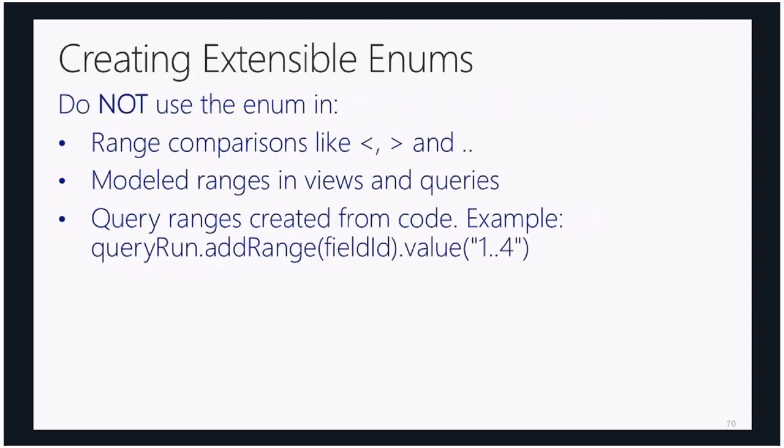Here are the guidelines for creating an extensible enum from the product team. This is related to the previous guidelines. Basically, you cannot use the value in any sort of comparison or range. This is why some enums in the core product cannot be currently switched to an extensible enum, because they make use of these comparisons heavily. Think of the status issue and status receipt in the inventory area.